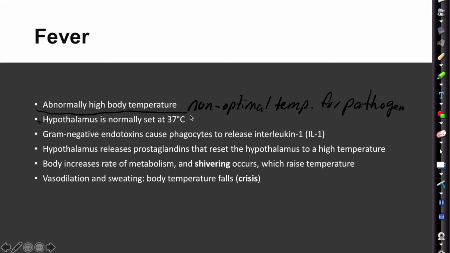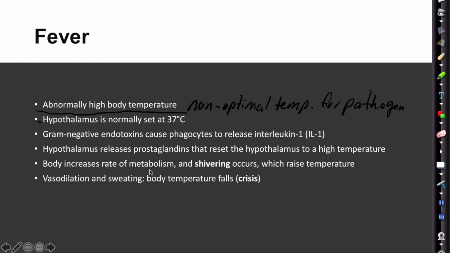Fever is an abnormally high body temperature, so that's non-optimal temperature for a pathogen. We're set at 37 degrees, so obviously a fever is going to go above that. Gram-negative endotoxins cause phagocytes to release interleukin-1. Interleukin-1 is pro-inflammatory and also increases the ability to cause fever.